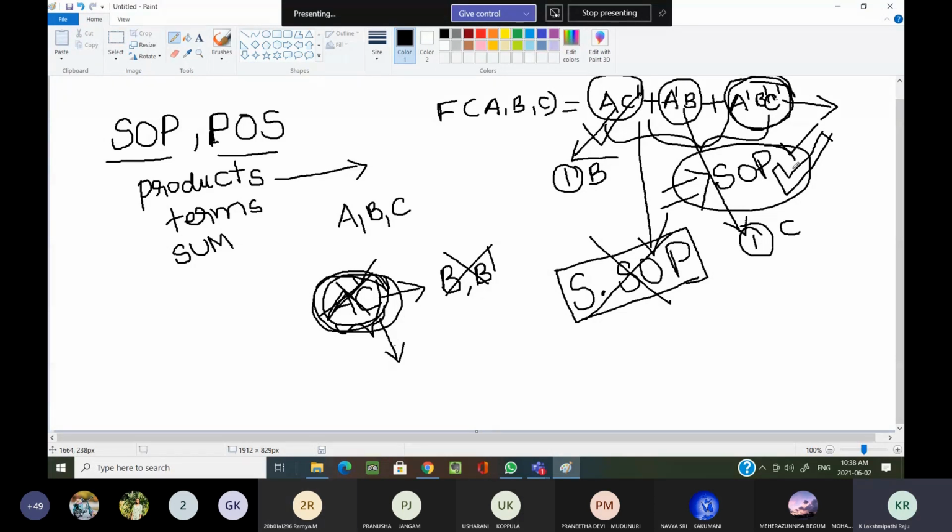Now, sir, why do we need that standard SOP? Actually, our main intention is to reduce the given logical expression into a simplified expression. Sir, for me, it looks like a minimized expression. Why are we concentrating on standard SOP? Because if the expression is in standard form, I can represent that standard form in a simplified notation.